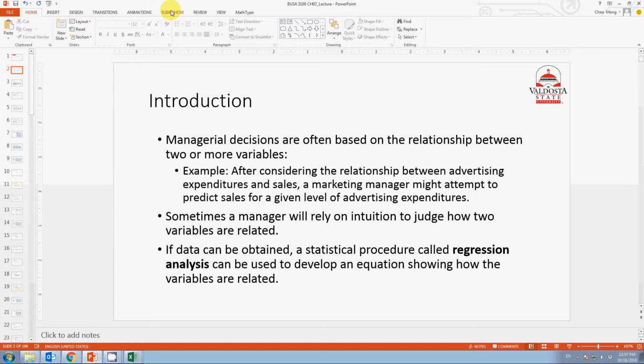or your investment. So in this case, a marketing manager may attempt to predict the sales for a given level of advertising expenditures. Okay? So that is just one example. In order to build the relationship between the sales or revenue and the money you put in, you have to do some regression analysis using the historical data. So that's why we do regression analysis.